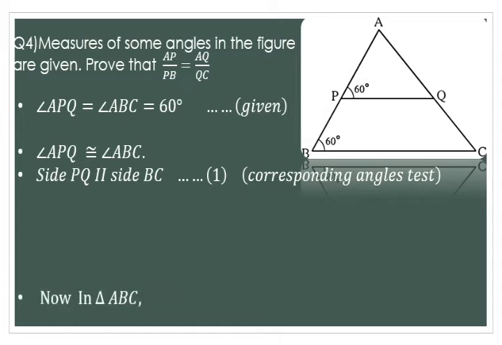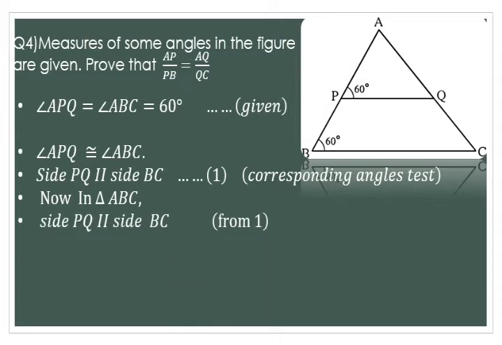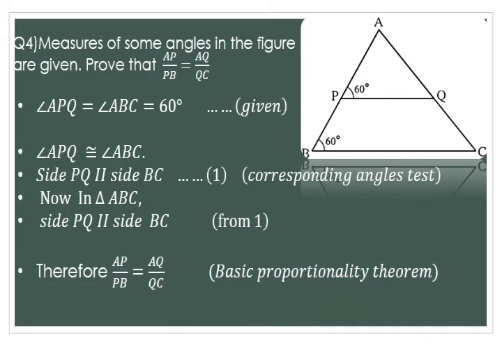So in triangle ABC, side PQ is parallel to side BC from 1. Now by the basic proportionality theorem we can directly write AP upon PB is equal to AQ upon QC, hence by the basic proportionality theorem.